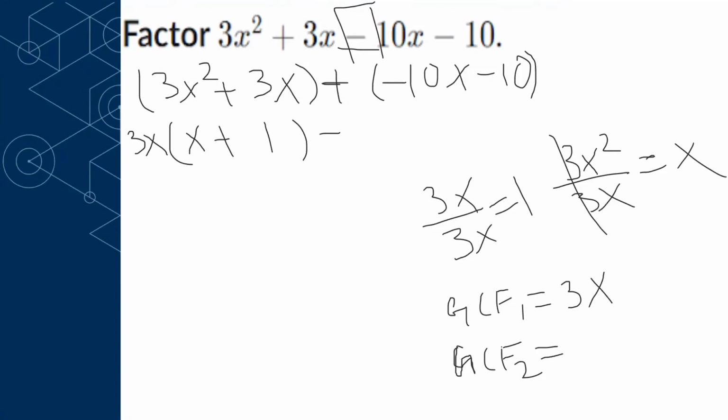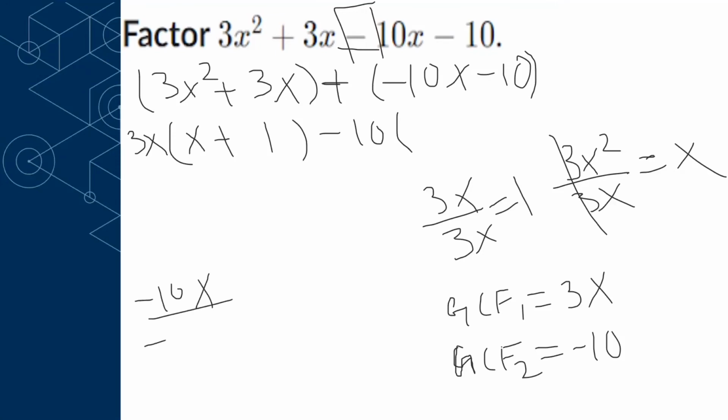For the second one, I already know that it's going to be a negative GCF because my leading coefficient is negative, so I already put a negative sign in there. And I ask myself, what is the GCF of 10 and 10? It's 10. My GCF cannot have a variable because not all the terms have a variable, which makes x not a common factor. Once you figure that out, you divide each of the terms using your GCF.